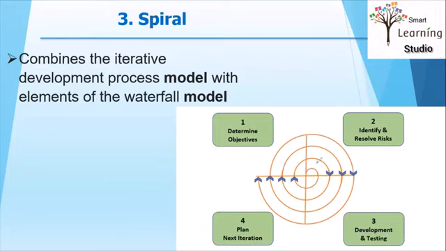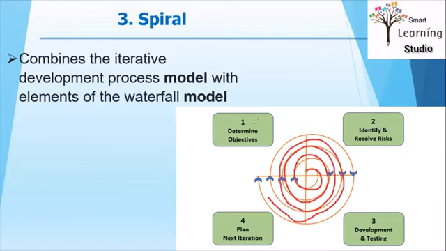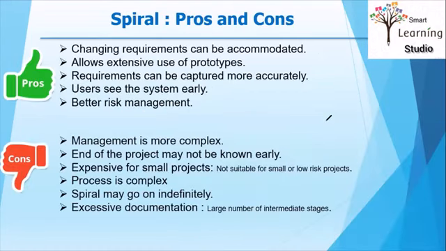So in this, you can see that the development goes in a spiral way. So it is iterative development and keeps on going. There are different phases, like you determine the objectives, identify and resolve the risks, develop and test, and then plan the next iteration. So the continuous stages can be there, and you can be in 2-3 phases of continuous development. Let us discuss the pros and cons of the spiral method.